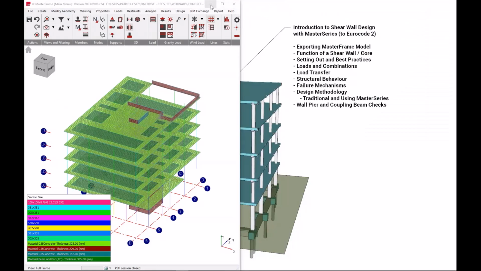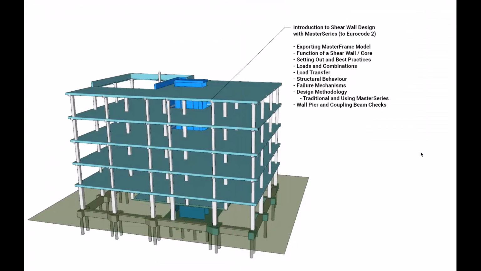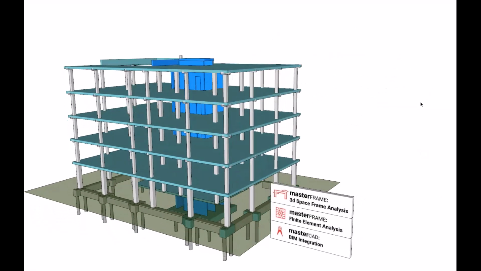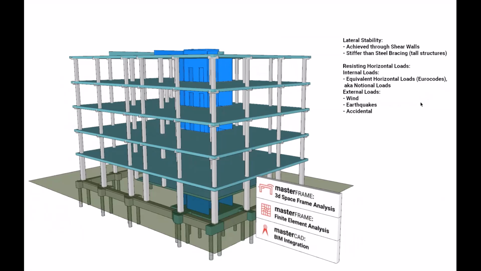So back to our shear wall. A shear wall primarily provides lateral stability to a building, providing lateral support against horizontal loads such as wind or notional loading or equivalent horizontal forces, as you might recognize them by, and it does this by resisting shear, moment, and axial forces. Concrete shear walls are very stiff compared to other lateral stability options such as steel bracing, and are very popular on higher buildings where deflections may be critical.